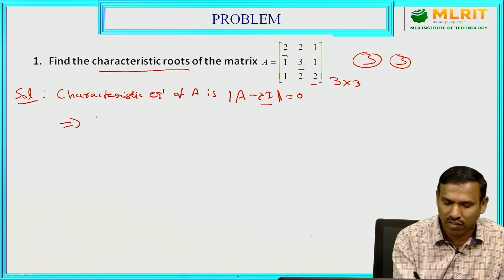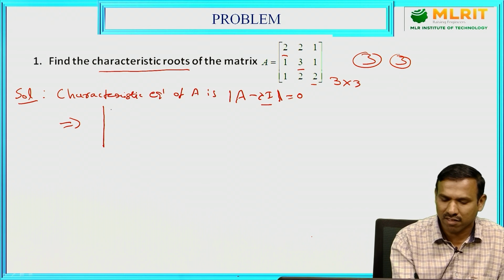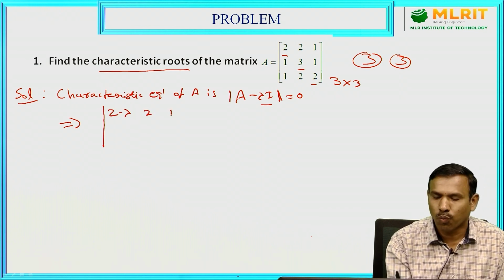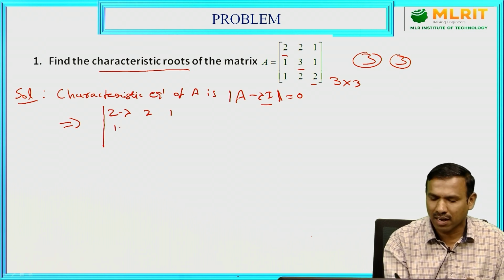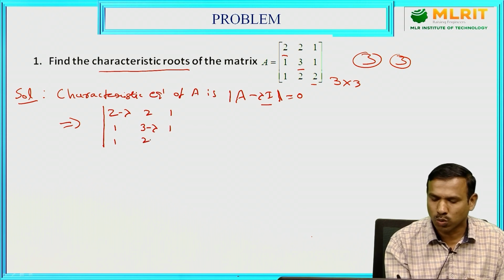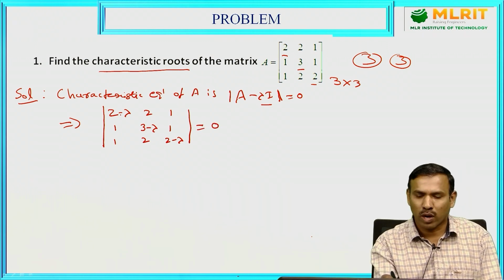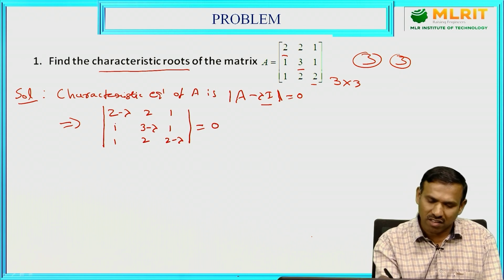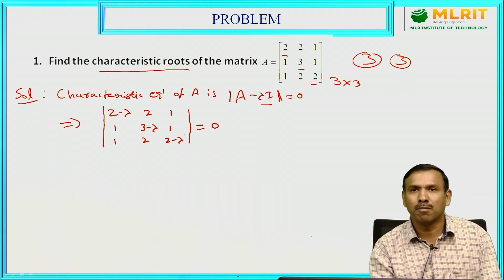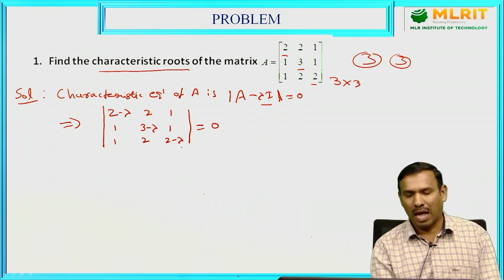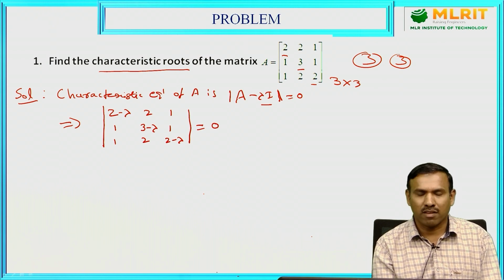It is very simple: det of, from the diagonal subtract lambda, 2 minus lambda, remaining elements as they are, 2 1. Then 1, the second diagonal element 3 minus lambda, 1, third row 1 2, 2 minus lambda, is equal to 0. It is a determinant; we should not write the brackets. Some students write the brackets. Brackets mean a matrix. If you write the straight lines, that represents the determinant of the matrix. So this determinant should be equated to 0, and we can find the unknown value lambda. The 3 by 3 determinant expansion we know very well.